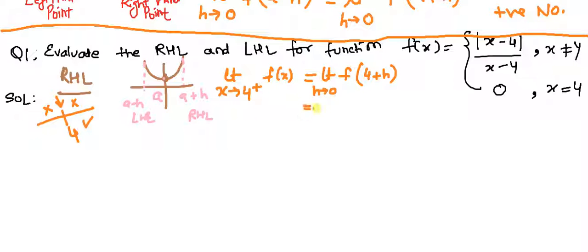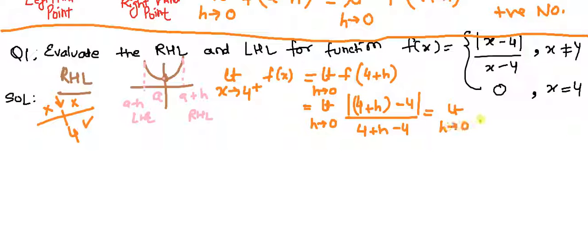Let's solve it. Limit h tends to 0. Put this value in this function and you will find mod of 4 plus h. In place of x you'll put, because f of x is this, then x should be replaced by this everywhere. So you'll get this minus 4 mod value upon again the same quantity. So the question changes to limit h tends to 0 of mod of h divided by h, which is equal to what?